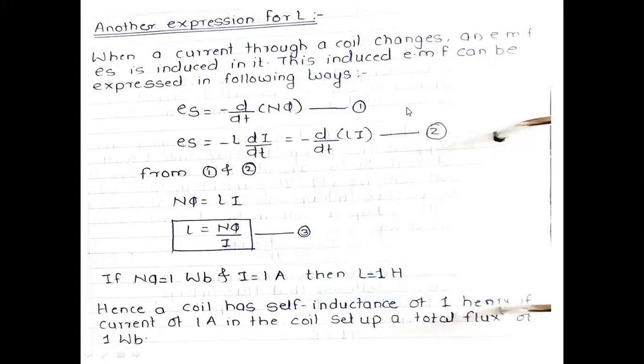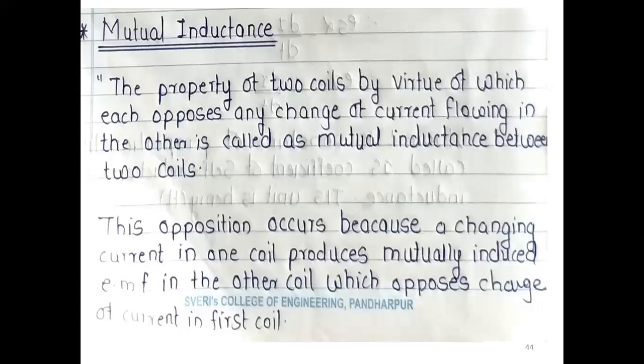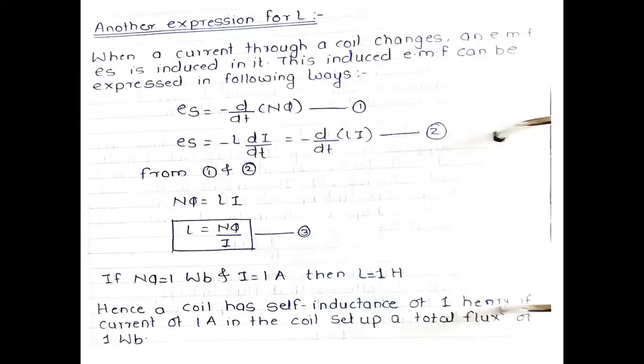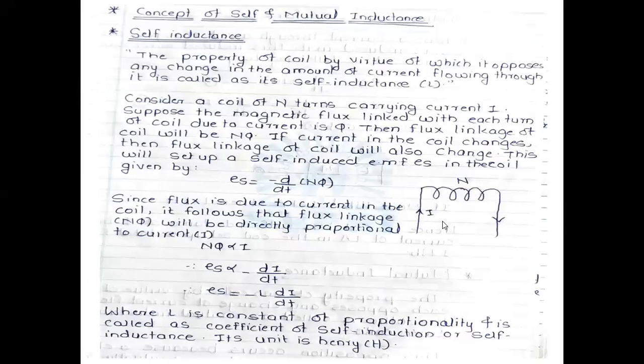Okay. It completes the self inductance. Next heading, take down mutual inductance, and first you have to listen. In the previous self inductance, only one coil was there. By changing its current, the flux linkage was changing, and in the same conductor, EMF was induced.